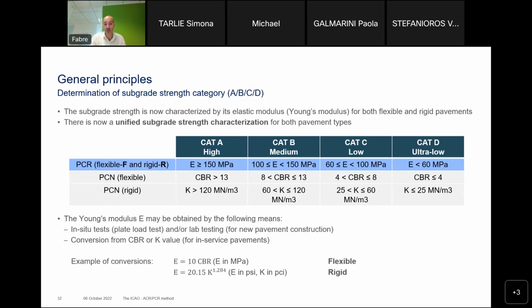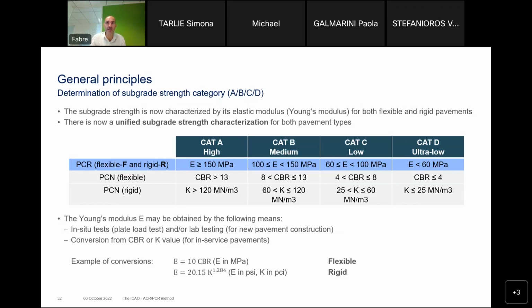And you have, not the correlation, but the former subgrade strength categories for the flexible and rigid pavement. So previously with the CBR values for flexible pavement and the K modulus for rigid pavement. And at the bottom of this slide, you have the two formulas to convert the CBR into an E-modulus or the K value into an E-modulus. Obviously, for pavement evaluation and PCR calculation, it will not be necessary to open your pavement and perform a plate test. That would be very costly and useless at the end. So if you know your CBR or your K values, you can use these conversion equations to arrive at the subgrade E-modulus.